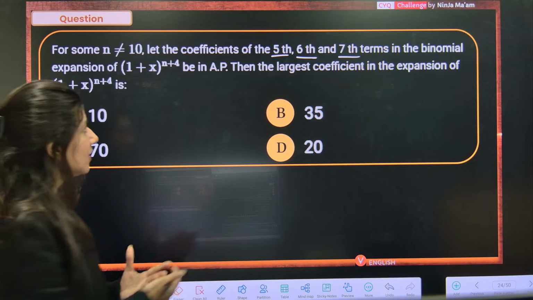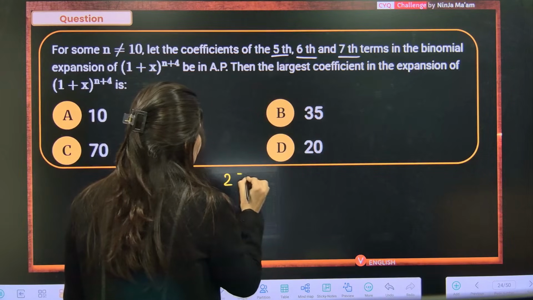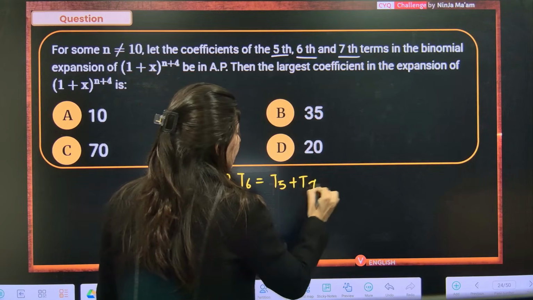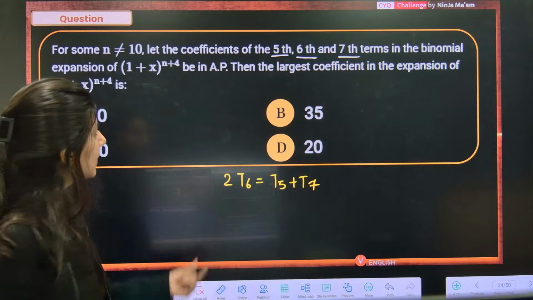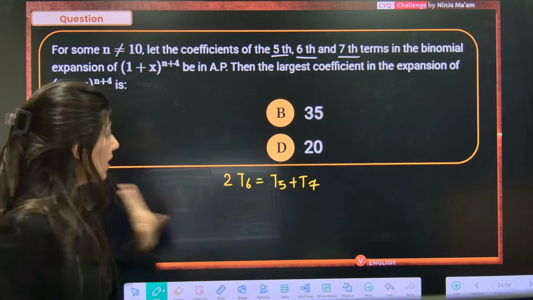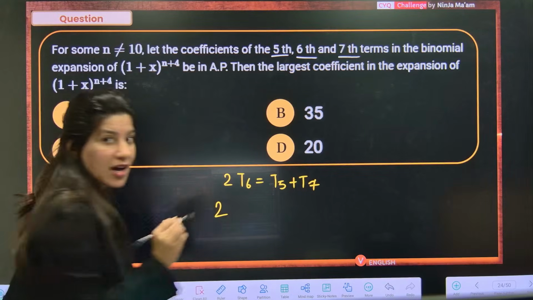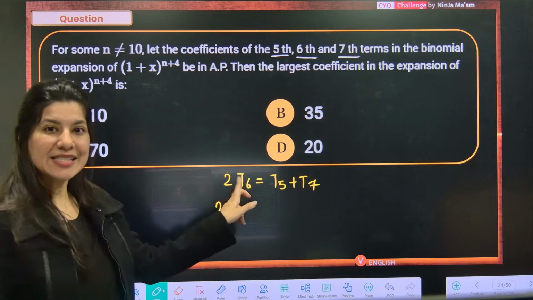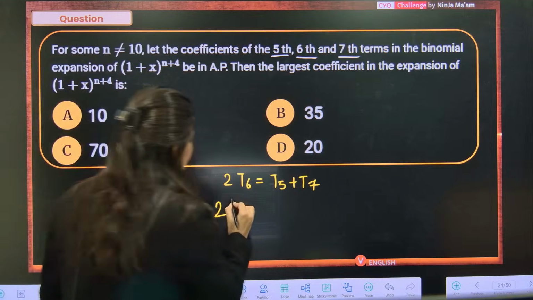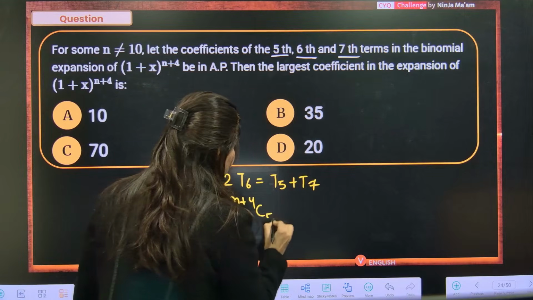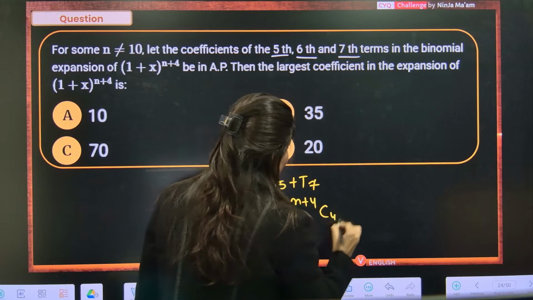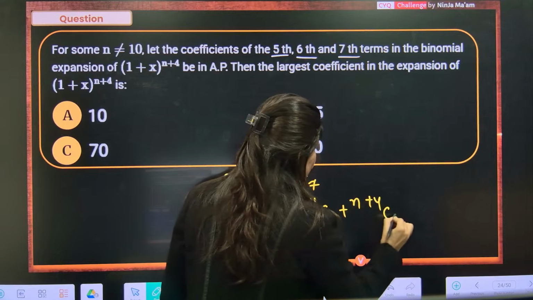What does that mean? That 2 times T6 is equal to T5 plus T7. This is how the condition of AP works, right? Double of the middle term is equal to the sum of the extremes. Now T6, be very careful. Sometimes people make a mistake here. T6 is T5 plus 1, so here it is n plus 4 C5, and this is going to be n plus 4 C4 plus n plus 4 C6.